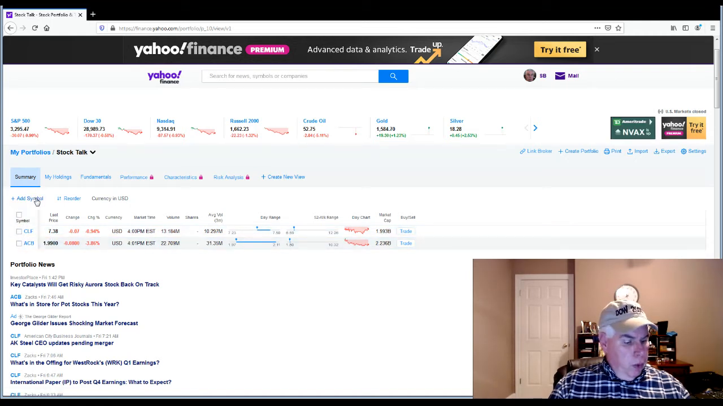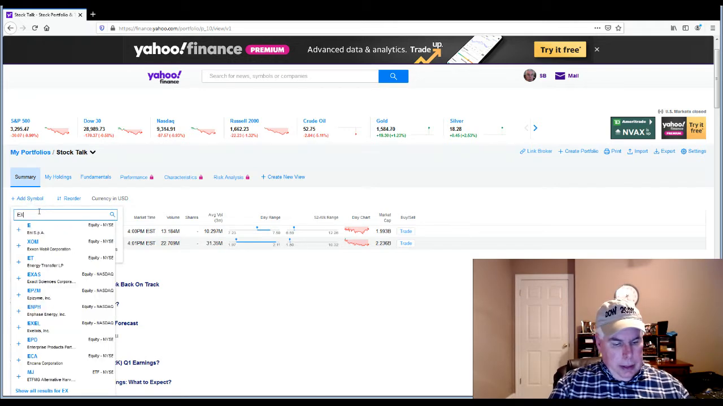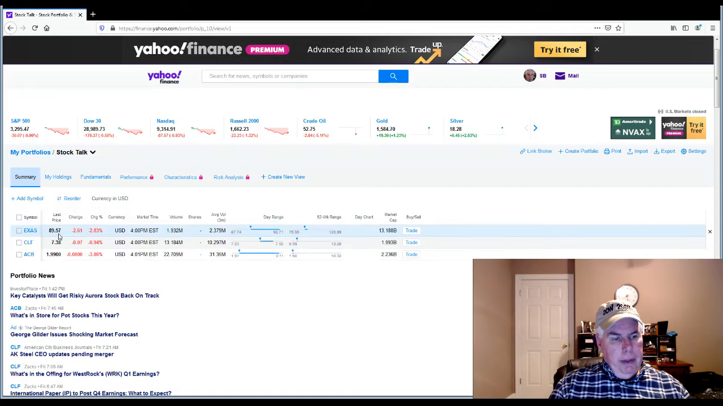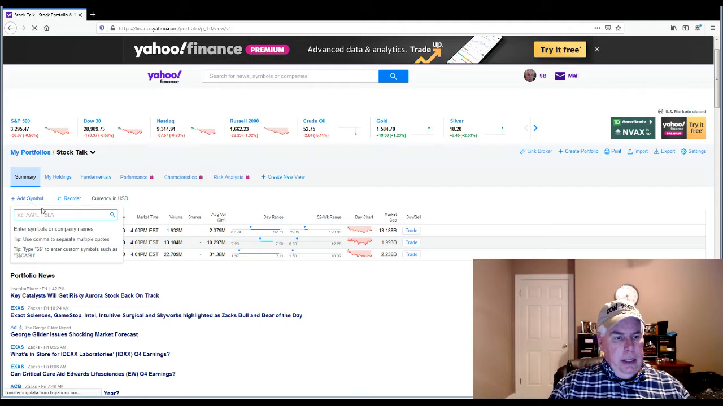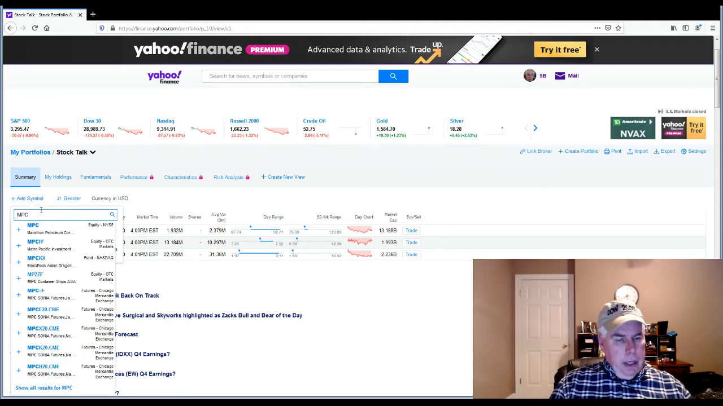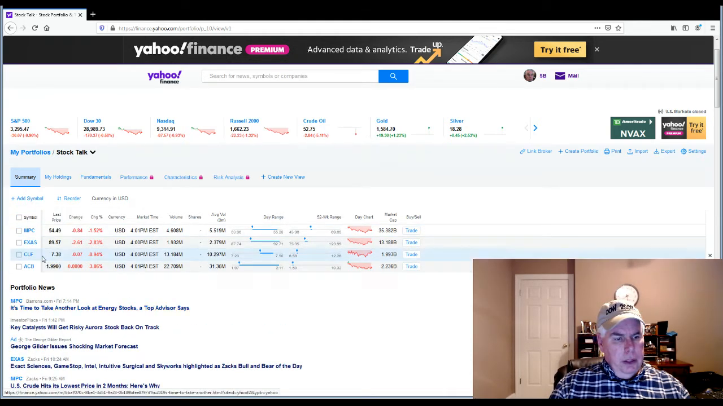Let's do a couple more here. Let's do the EXAS. EXAS, Exact Sciences Corporation, the Cologuard company. So we'll add that one. And next we're going to add a symbol by the name of MPC. MPC, that's Marathon Petroleum. You see here, Marathon Petroleum Corporation. That's a refinery. So we're going to put them in there. All right, so that's the 4 that we bought last week.